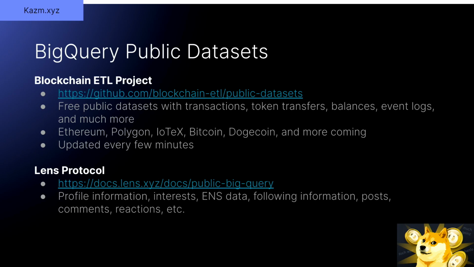And then here's an example of other ones. Lens Protocol is a decentralized social platform. So all of that data is also kept up to date in BigQuery. So it's just an example of the kind of data that you can get from these public data sources.